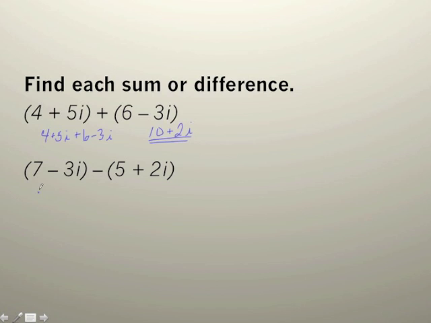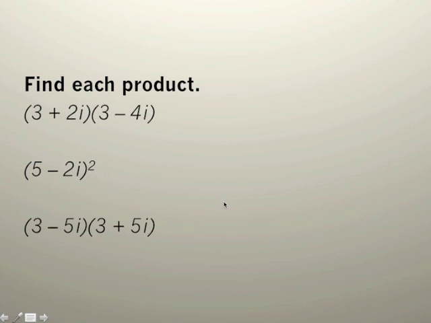Here, when we remove the parentheses, we'll have 7 minus 3i. And remember, this is a negative 1 times each of these things. So negative 1 times 5 is negative 5, and negative 1 times positive 2i is negative 2i. Now we can combine like terms. 7 minus 5 is 2, and negative 3i and negative 2i will give me negative 5i. So 2 minus 5i will be my solution.